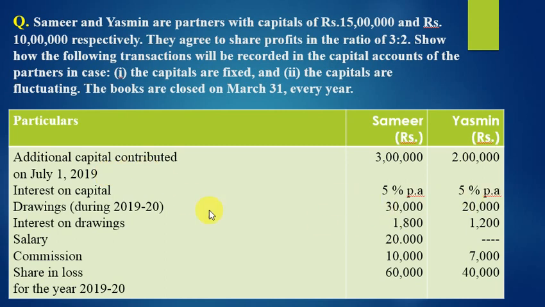Drawings during the year 30,000 and 20,000. When it is simply drawings, it is drawings against profit. Remember. Then interest on drawings, they have directly given you the amount. There is no rate applicable. The amount is given to you.